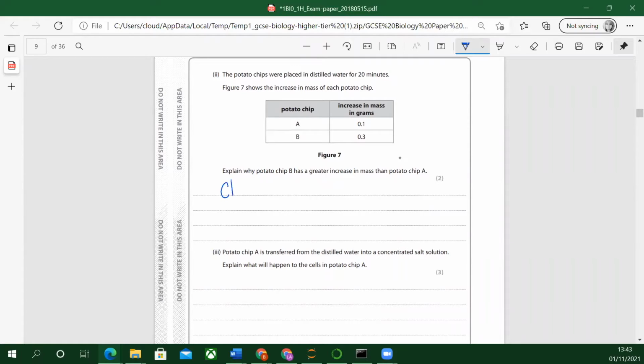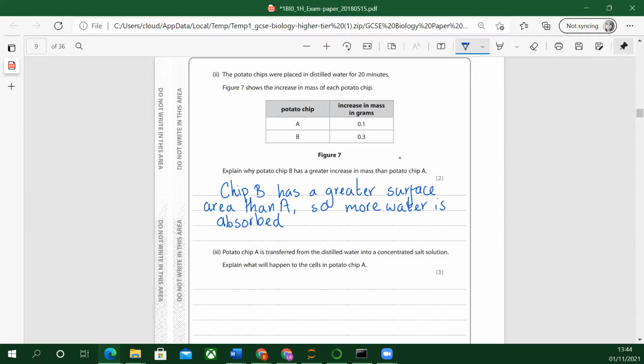So chip B has a greater surface area than A. So more water is absorbed into chip B.